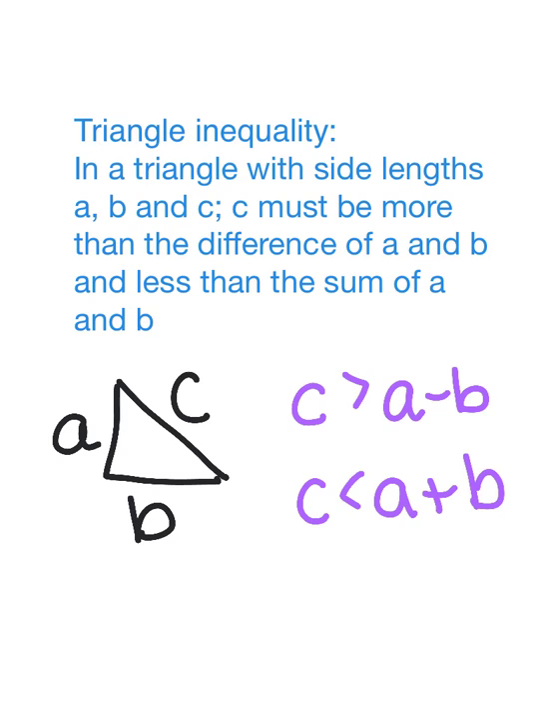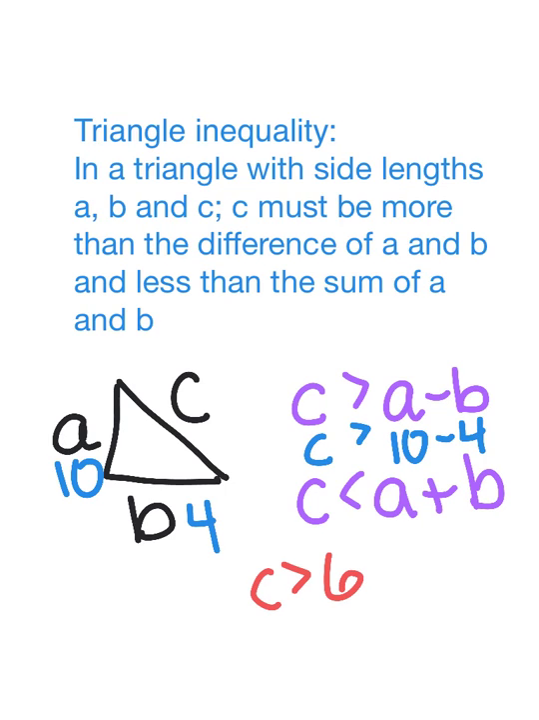So when you take whatever measurement is A, so let's say A is going to be 10 and B is going to be 4. So in this case, C would have to be greater than 10 minus 4. So C is going to have to be greater than 6. So I'm going to make a note down here reminding myself that C has to be greater than 6. But also, C has to be less than 10 plus 4. So C has to be less than 14.